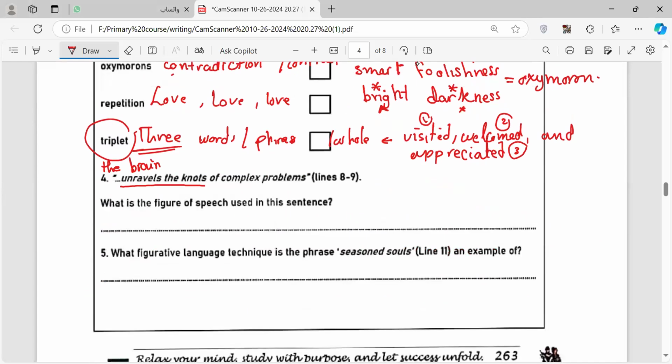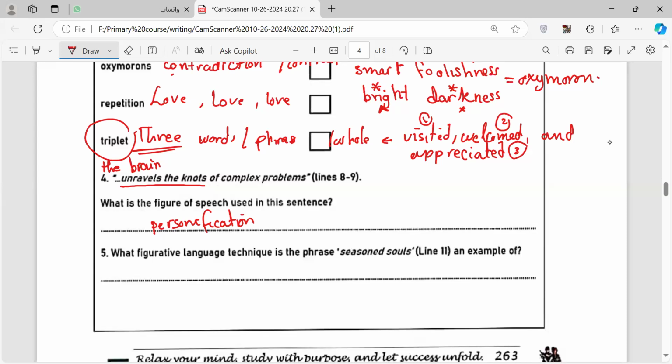So the sentence here means that the brain unravels the knots. So he compared the brain to what? A person who solves a problem. Okay. You hear me, Yusuf? So what is the technique here, guys? Personification. All right. This is personification. He is personifying the brain as a person who can solve a problem.